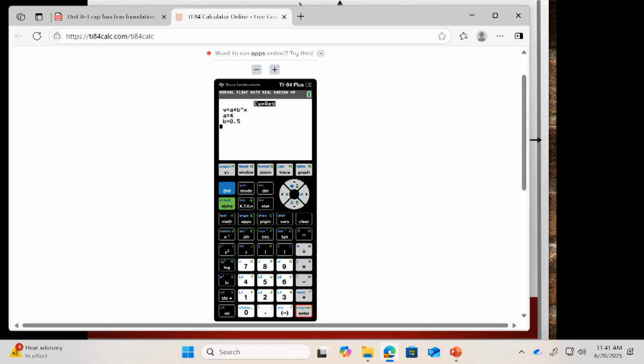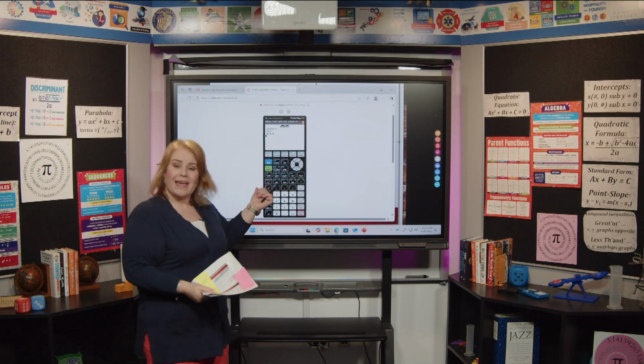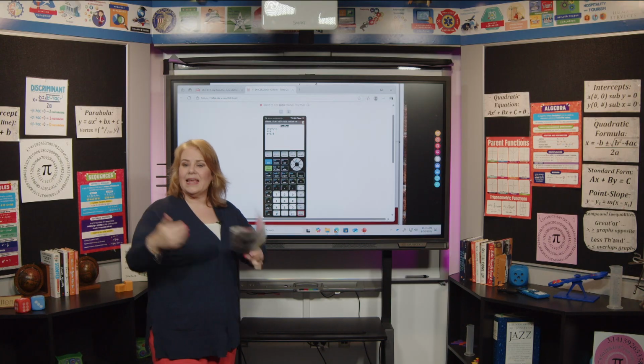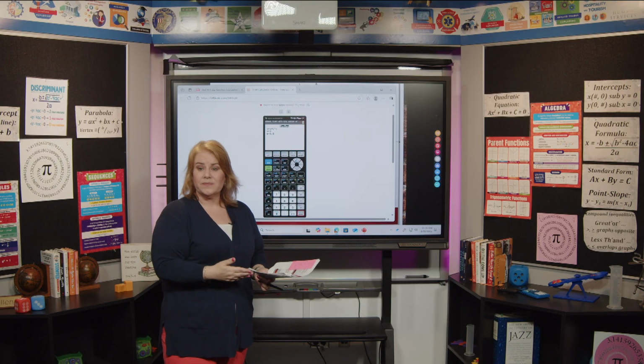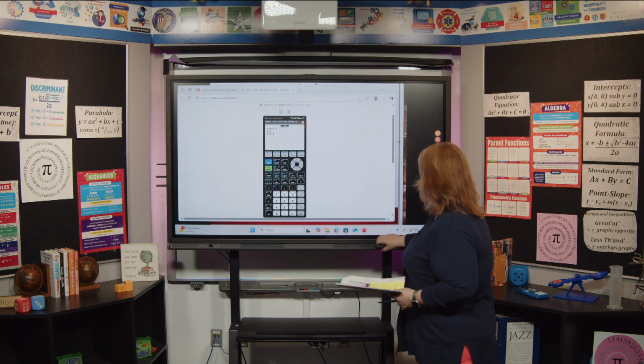So now, not only are we able to do it on paper and pencil, now our calculator's enabling us to put the table in, and it gives us our equation. All right? So let's go and see what we have next.